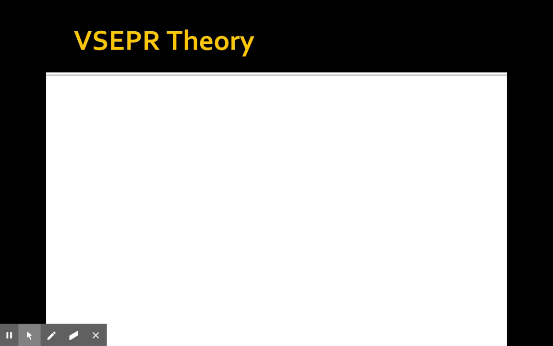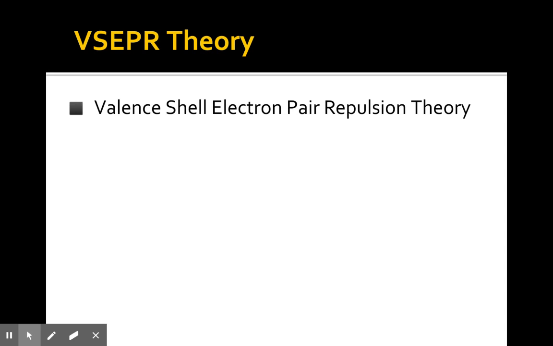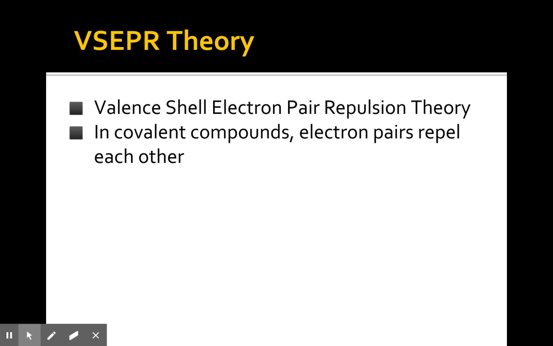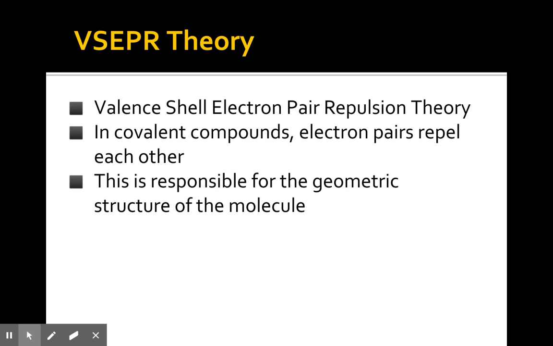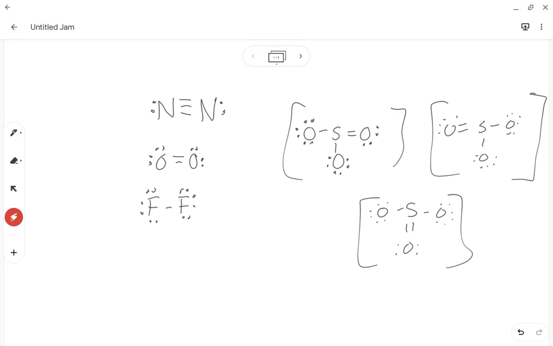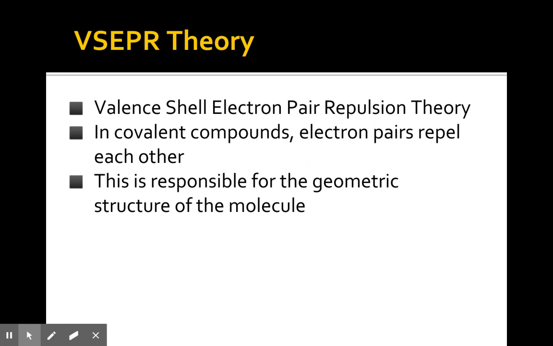So now for the new stuff today, VSEPR theory. Yes, VSEPR is pronounced Vesper. It's an acronym for valence shell electron pair repulsion theory. What that says is that in covalent compounds, electron pairs repel each other, and this gives us the geometric structure of the molecule. In other words, it gives us the molecule's shape. So, for instance, in the SO3 molecule, with sulfur as the atom in the middle, these electron pairs repel each other, and they're going to want to get as far away from each other as they possibly can. And that's going to give this molecule a unique shape.